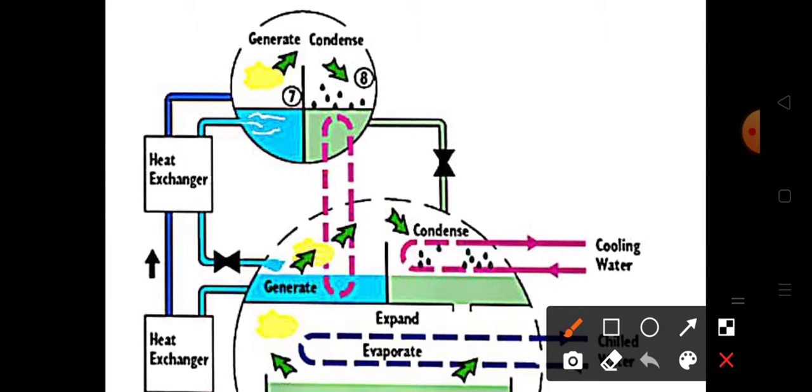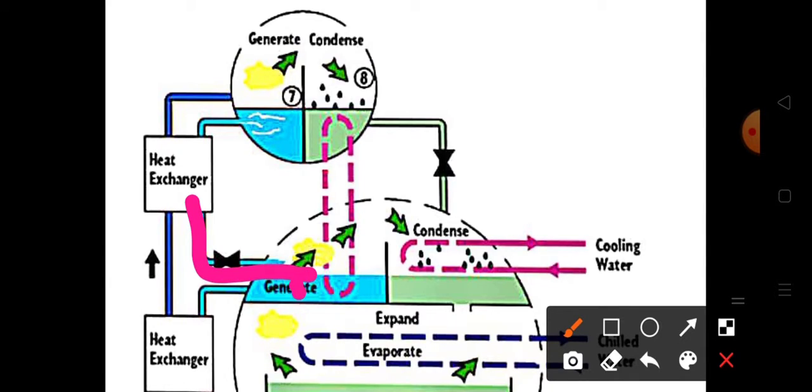Likewise the cycle goes. But here, to increase the efficiency of this system, when this strong solution goes to the generator and is heated and converted into vapor, the solution which has the high boiling point, which is the lithium bromide solution, you are seeing the pink color here, it is the lithium bromide, which contains some amount of water. This lithium bromide solution with some amount of water passes through the heat exchanger. It is the return line. From here it goes to the second generator.